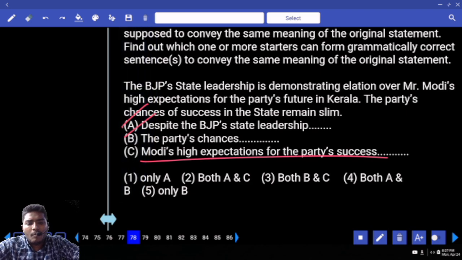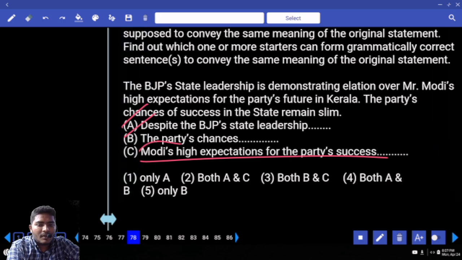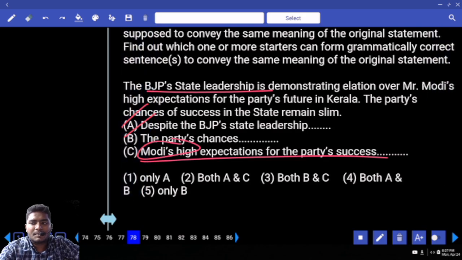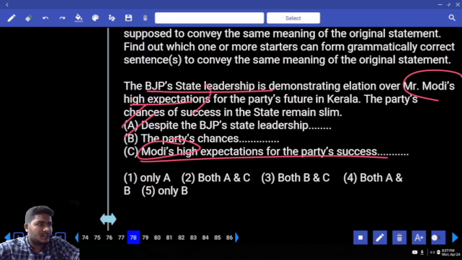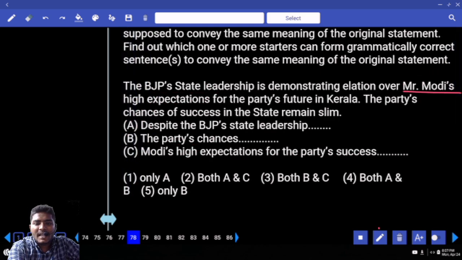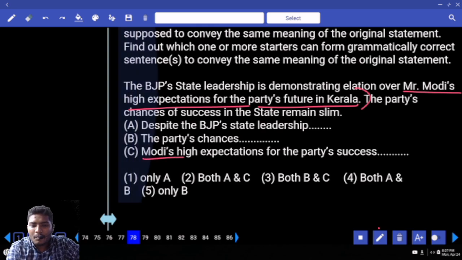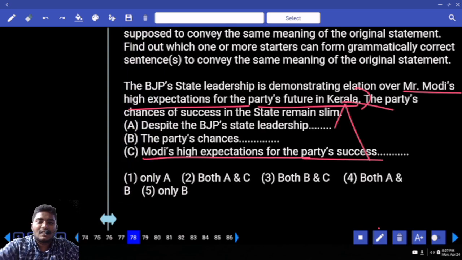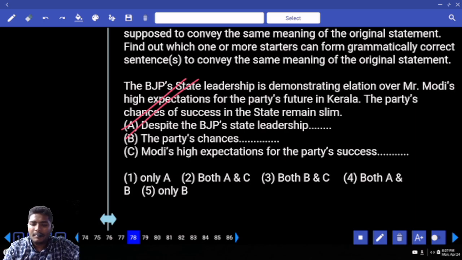Go to the third one. Modi's high expectation for the party's success. Now connect this sentence. Modi's high expectations. Are we speaking about the expectation of the BJP state leadership or the expectation of Modi's? State's expectations, right? Now Modi's high expectation for the party's future in Kerala, Modi's high expectation for the party's success. Now tell me your answer. Can you connect it? It doesn't look sensible. So what must be your answer here? Only AB.